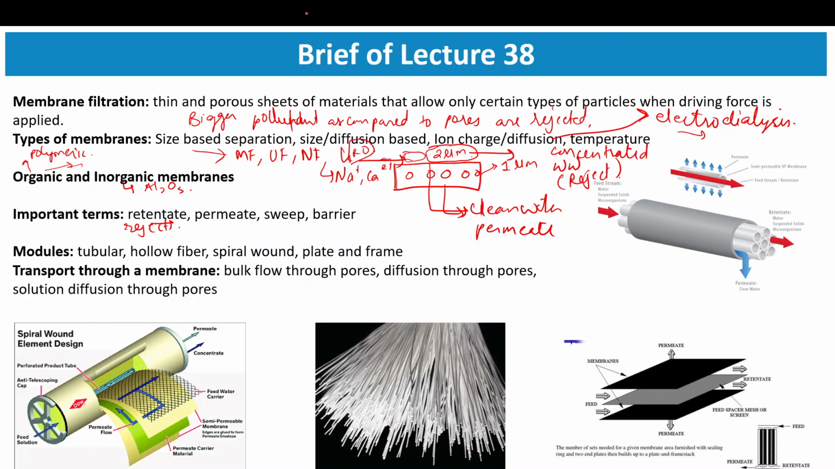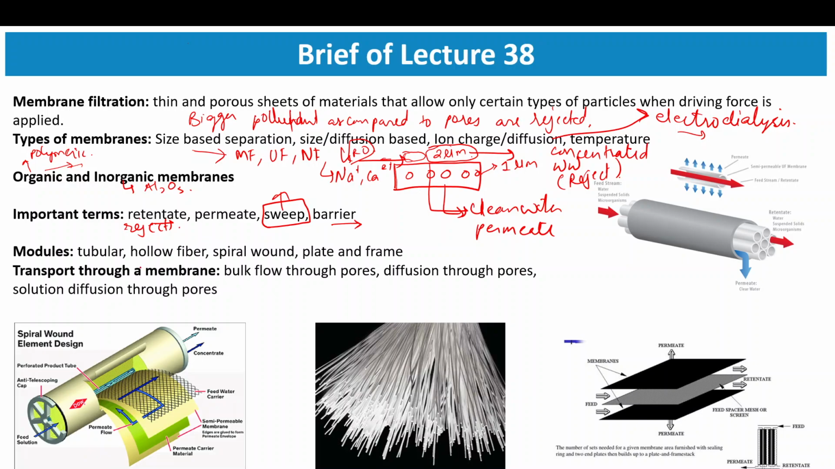Now, sometimes you also need some carrier for passing the water or some sort of gas. The sweep is a type of carrier you use to allow certain molecules to pass through the membrane. So that is nothing but sweep. And barrier is nothing but the membrane, which provides the barrier for removal.